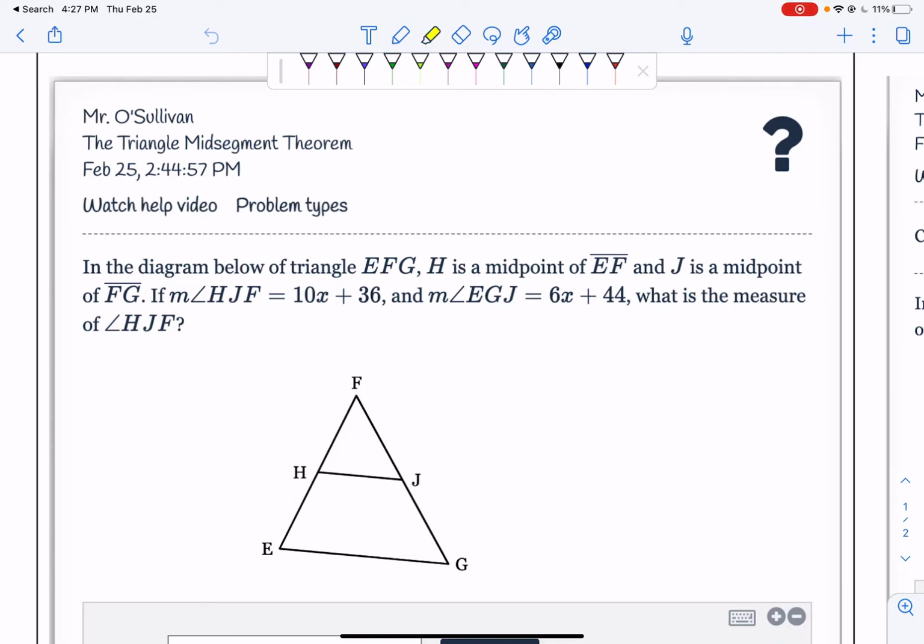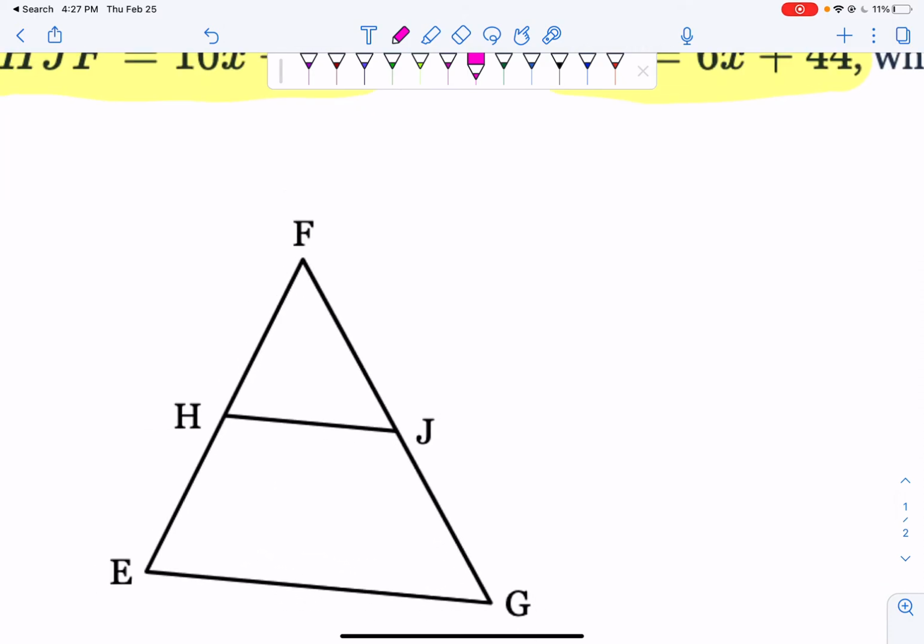So the first thing I'm going to do is highlight this because that seems important, and I'm going to label those angles. So please pay very close attention to how we label our angles. So for HJF, I start at H, go to J, end at F. So I'm going to put my angle HJF right where J is. So I'm going to say 10x plus 36. That looks a little weird. 10x plus 36. My apologies. Much nicer.